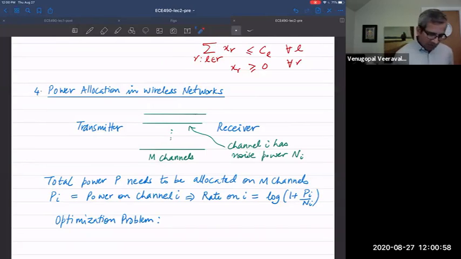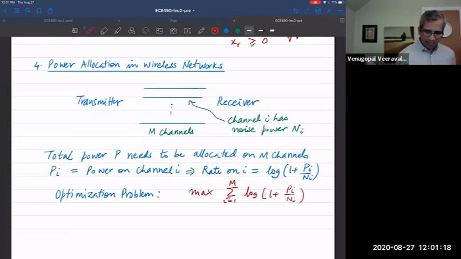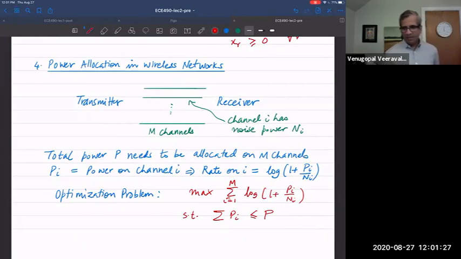Okay, so the problem here is maximization of the total rate, such that the summation of the total power is less than the power that I have to use, and each of those powers has to be non-negative. Okay, this is another constrained optimization problem, right? And we'll see how we can solve such problems a little bit later in the course.